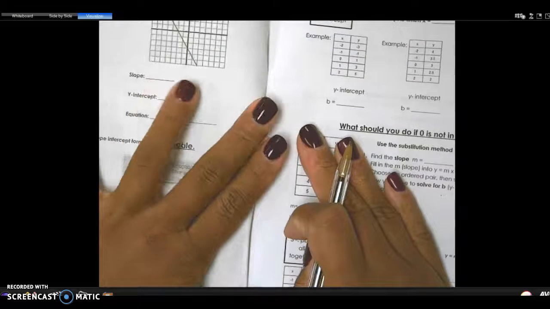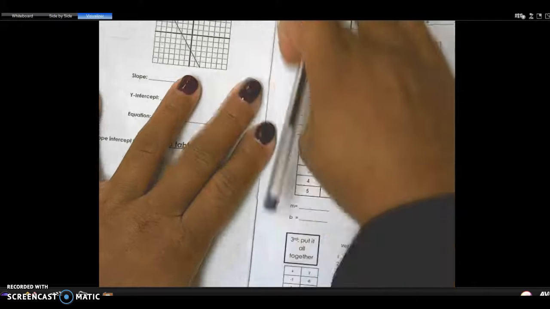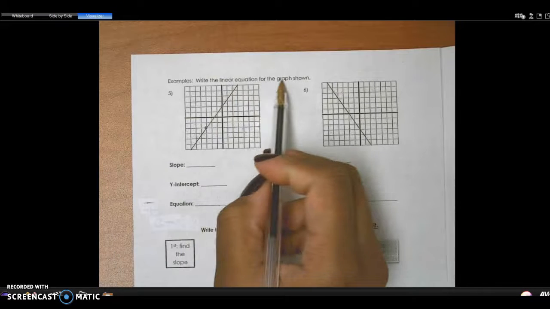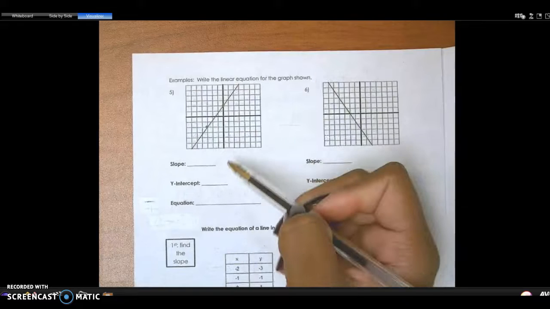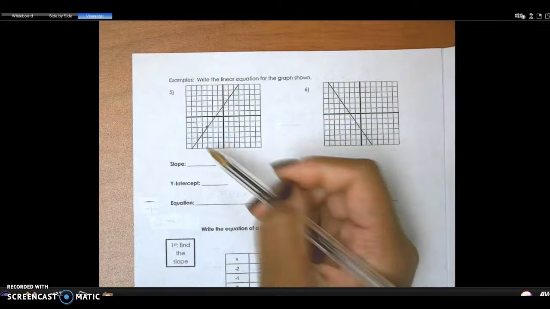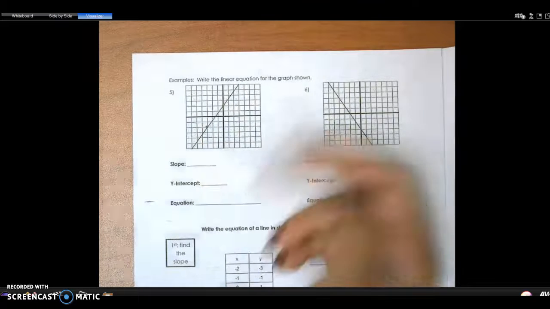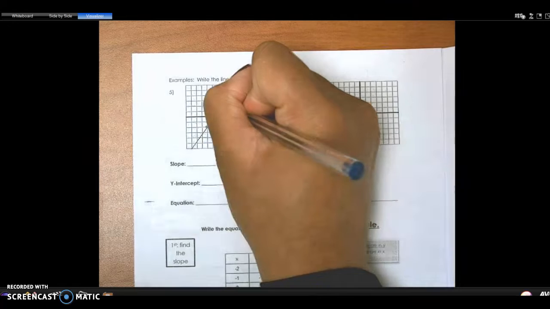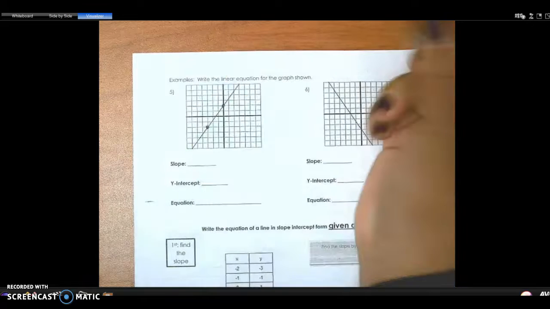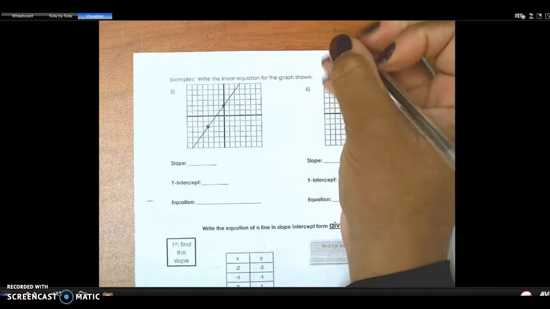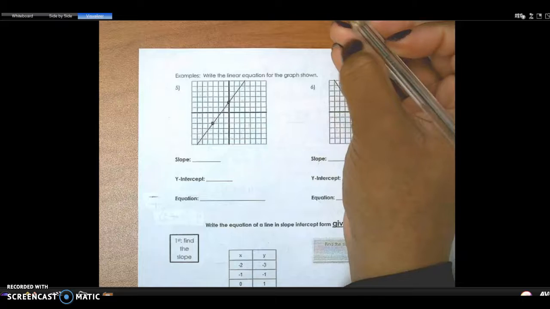On the next page, here is where I need to find the points that they have given me. Write the linear equation for the graph shown. They didn't give me numbers, but I can look at this graph and see that there are points there. There's a point here and a point here. I highly advise you to always find a point that crosses the y-axis.